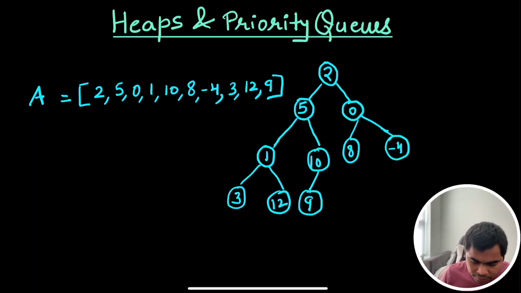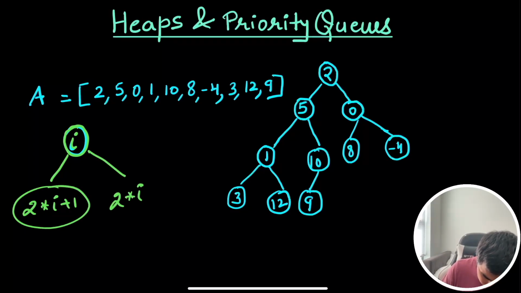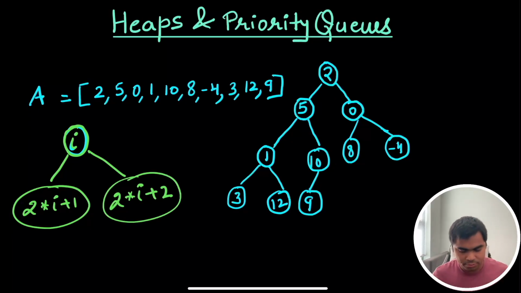How? We could simply have our root calculated, where I will be my root. This is my root, and then this root will have a left child and a right child since it's a binary tree. So the left child is going to be 2 times I plus 1. That is my left child, and 2 times I plus 2, that is my right child.